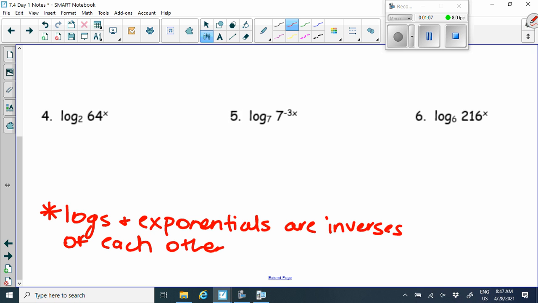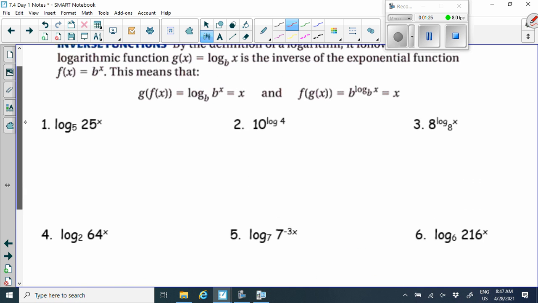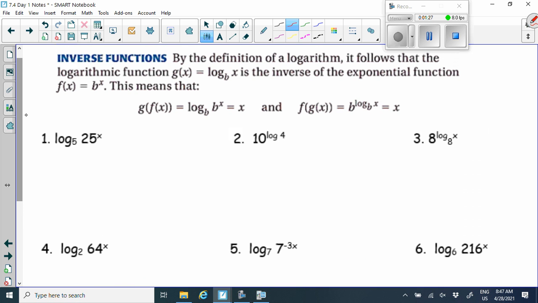So when we put them together, we can cancel them out, just like when we wanted to undo a square root or a cube root, or undo a square or cube, we would take the inverse. That's what we're doing. We're going to do some cancellation here so we can simplify. As I said, when we do the composition of functions, it should always equal x. So when we have our log or exponential, things can cancel out, and whatever's left is our answer.